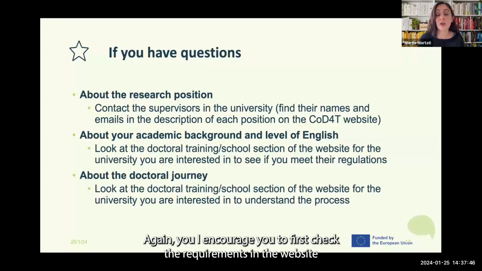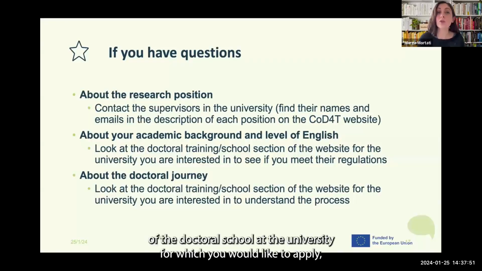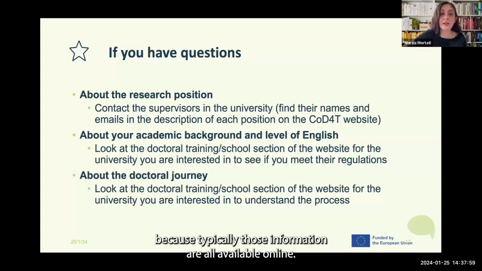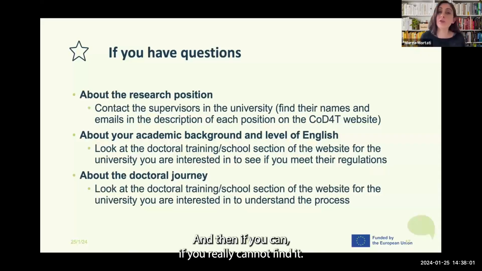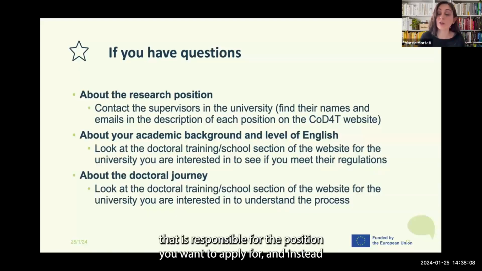If you have any specific question that concerns your academic background or the level of English, again, I encourage you to first check the requirements on the website of the doctoral school at the university for which you would like to apply, because typically that information is all available online. And then if you really cannot find it, also in that case, I advise you to contact the supervisor that is responsible for the position you want to apply for.